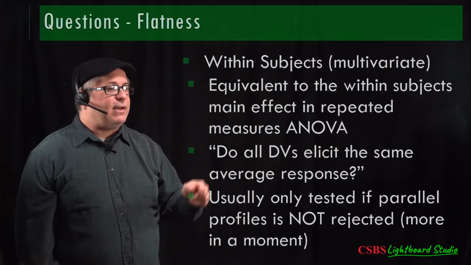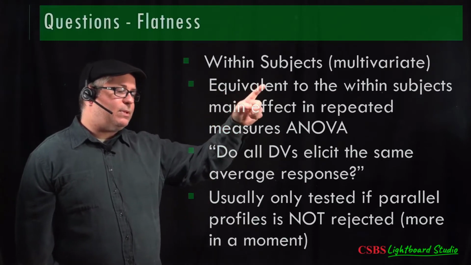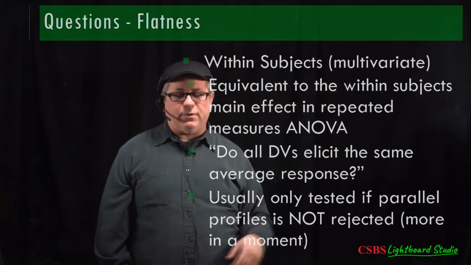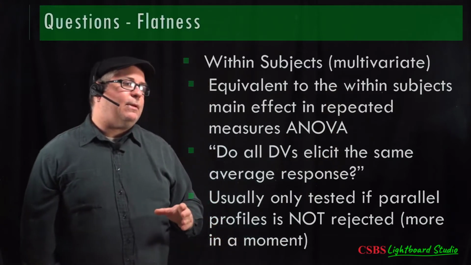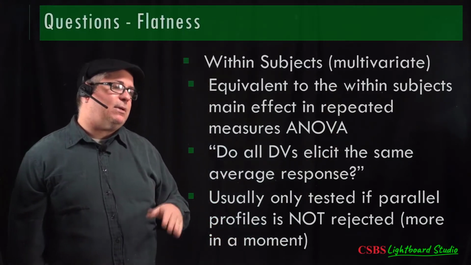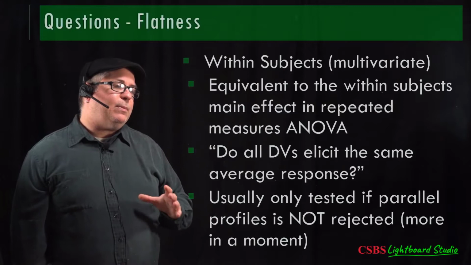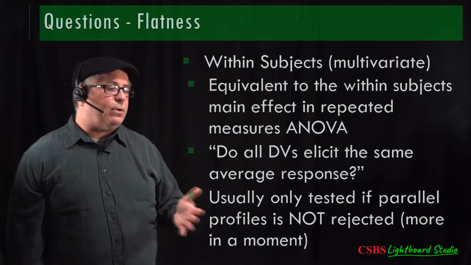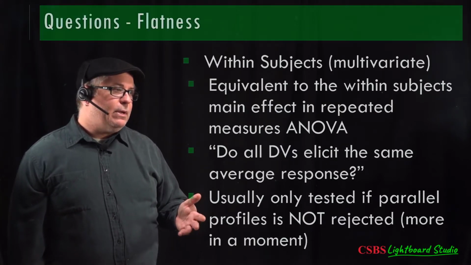To reject the flatness test. Anyway, so this is the within subjects component that we're actually going to test multivariately. So we're going to look at that first multivariate test table that you get at the beginning of a mixed ANOVA, and we're going to interpret those values.